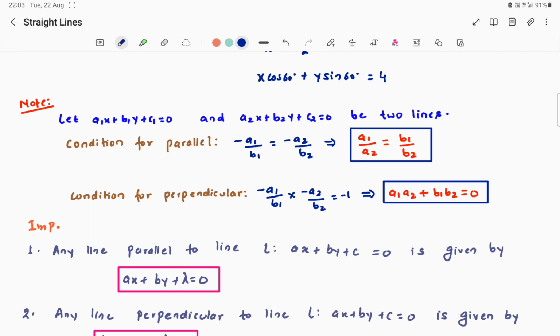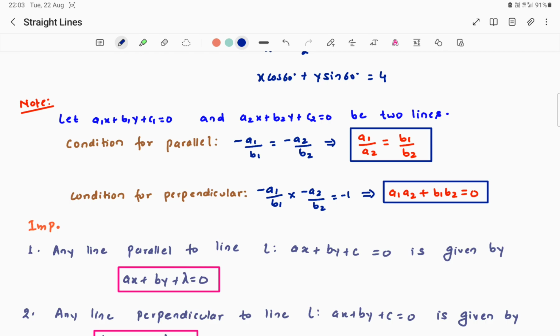See, if two lines are parallel, we said that their slopes are equal, isn't it? And what is the slope? Slope is minus coefficient of x by coefficient of y. So from the first line we got the slope as minus a1 by b1, and from the second line we got the slope as minus a2 by b2. So if these two lines are parallel, what can we write? m1 is equal to m2, isn't it? That we have learnt already.